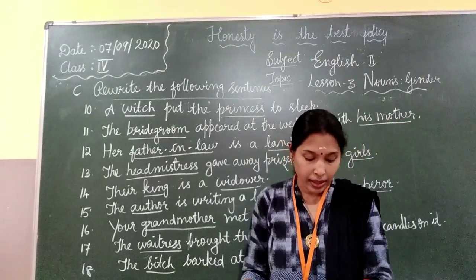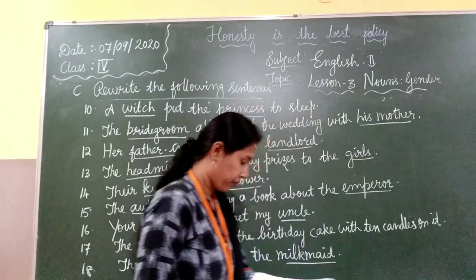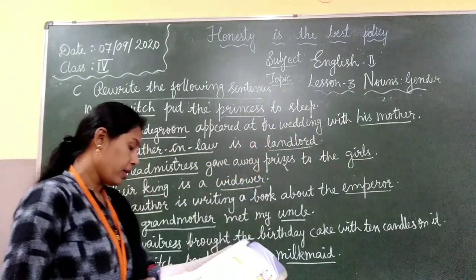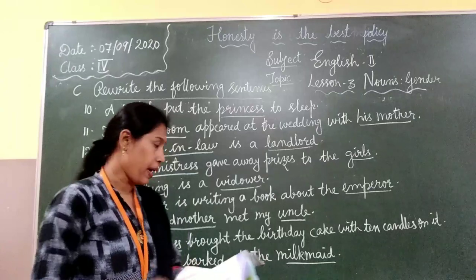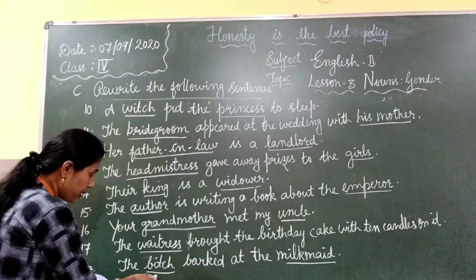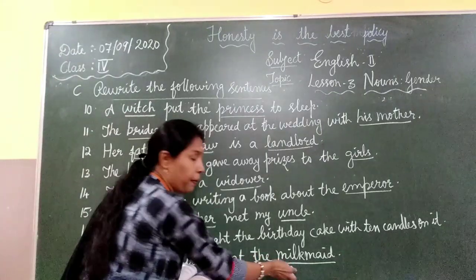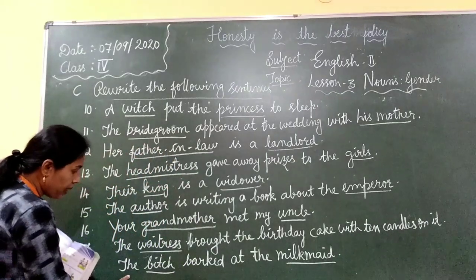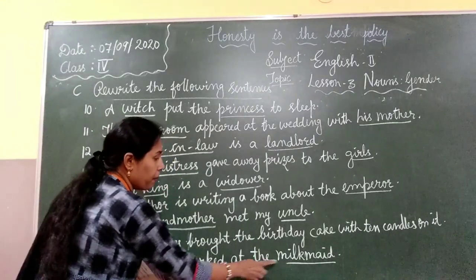The dog barked at the milkman. Underlined words are dog and milkman. So dog becomes bitch, milkman becomes milkmaid. So you have to write, the bitch barked at the milkmaid.